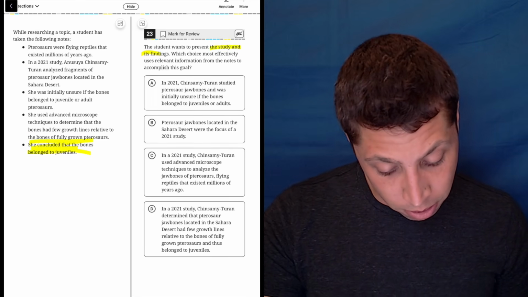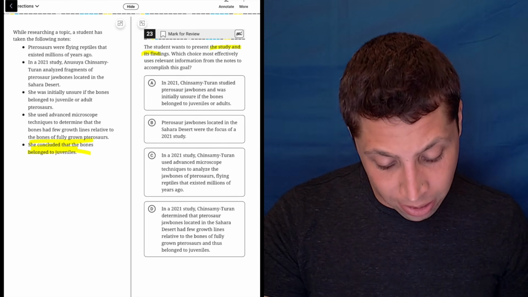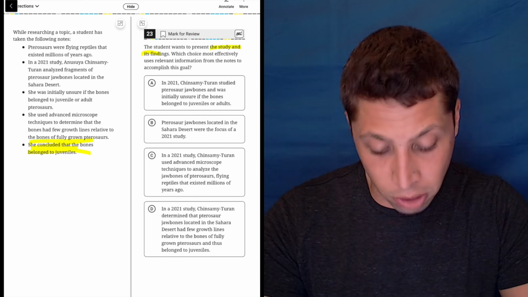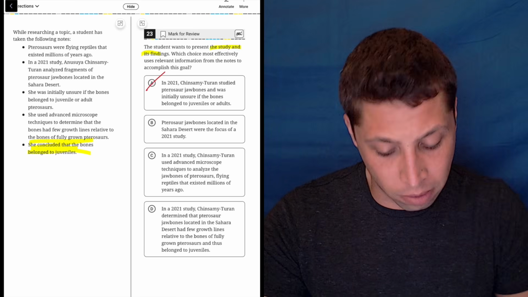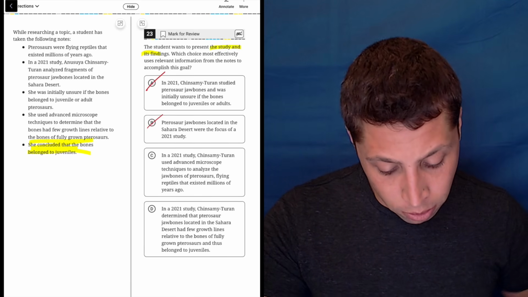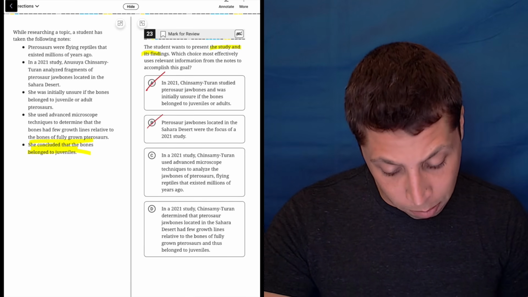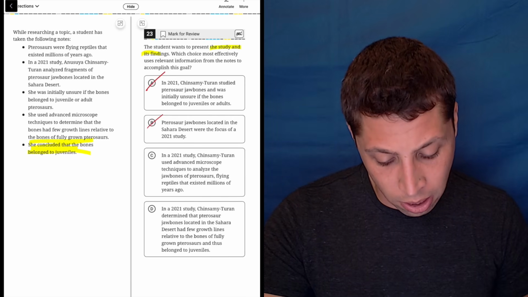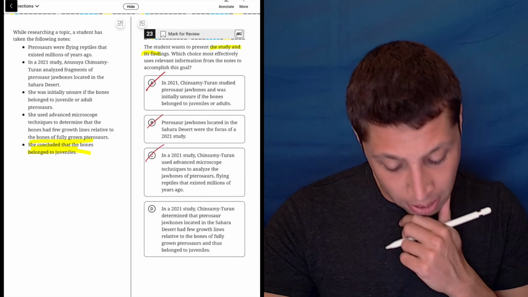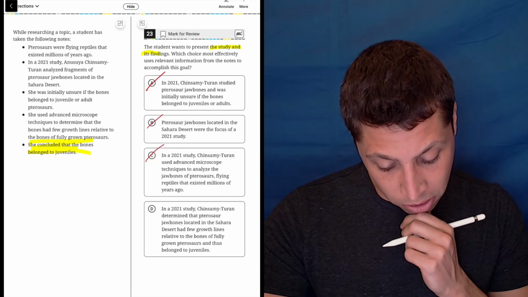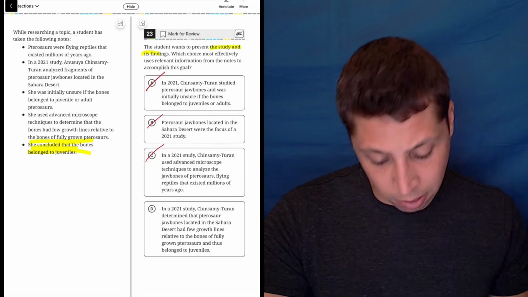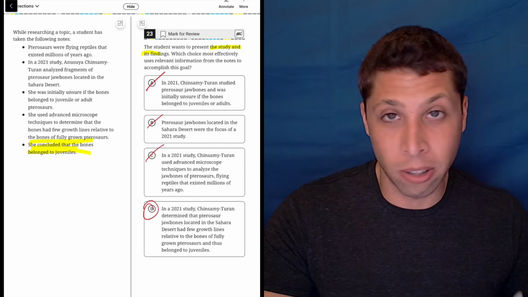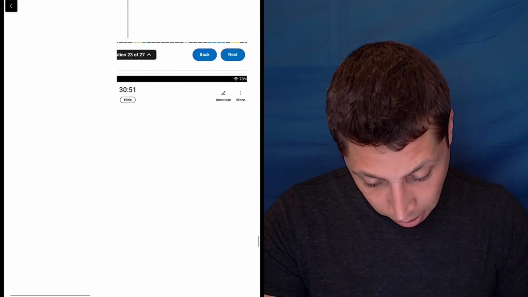In 2021, this person studied pterosaur jaw bones and was initially unsure if the bones belonged to juveniles or adults. Does not include the findings. Definitely wrong. Pterosaur jaw bones located in Sarhadis were the focus of a study. Does not include the findings. In a 2021 study, this person used advanced microscope techniques to analyze the jaw bones of pterosaurs. Okay, again, not the findings. In a 2021 study, this person determined that pterosaur jaw bones located in the Sahara Desert had few growth lines relative to the bones of fully grown. Yeah, that's the only one that includes the findings. That's definitely it. All right, 24.